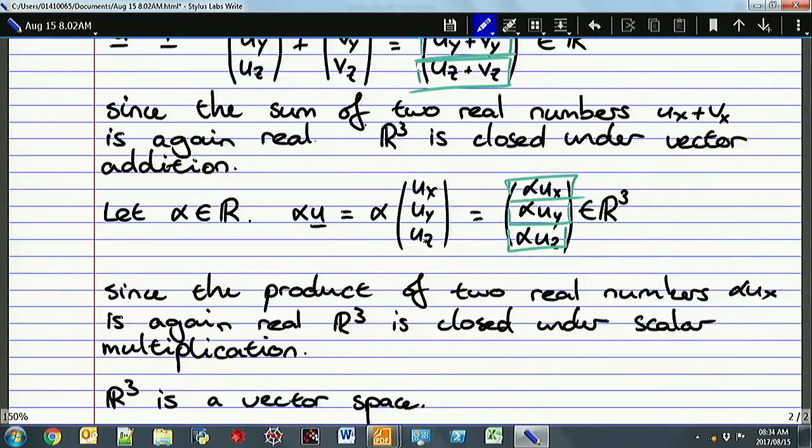Yes? What do you mean when you say closed? Closed means the result is the same type of thing as what you put in. So with the dot product, you put in two vectors, and you get a real number out. So it's not closed under the dot product. Okay.